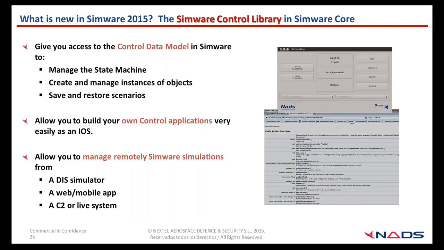Well, this is the most interesting part. What is new in this version of Simware 2015? Well, the first thing is what we have called Simware Control Library. The idea is that now we have a library, a DLL and SO, that gives you an API for creating your own version of the user console. With that library, you can incorporate, for example, the functionality, the control of the simulation of Simware inside your own tool or build your own tool for doing that.